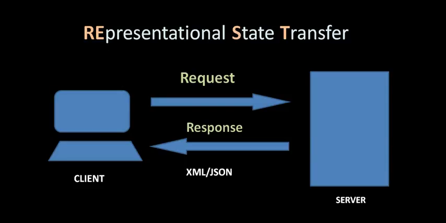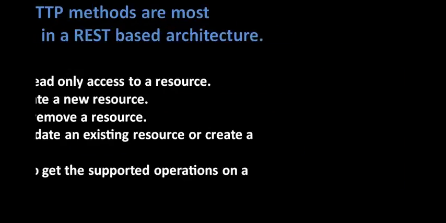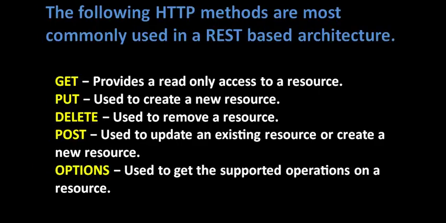We'll get to know what XML and JSON are in our coming tutorials, but first let's understand how representational state transfer works and how its methods work. There are 5 methods which work for this architecture, that is REST based architecture. These methods are get, put, delete, post and options.